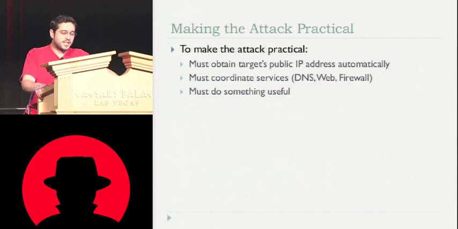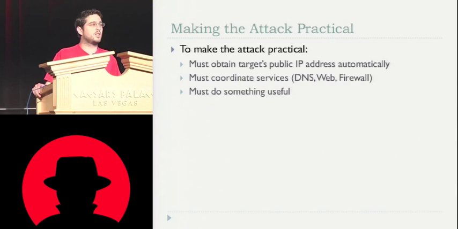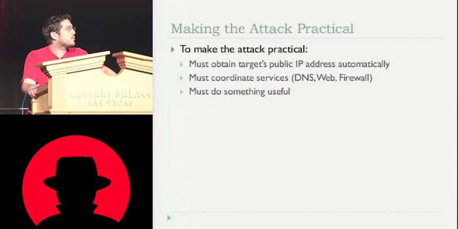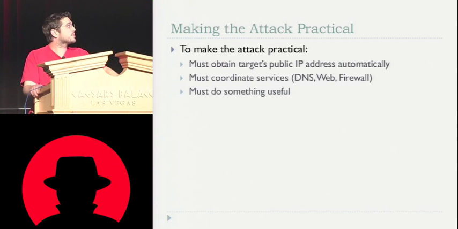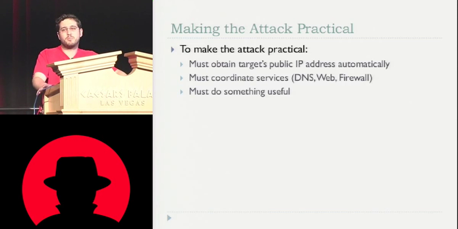So this attack definitely works, but we need to make it practical. You can't just say, oh, my JavaScript can see your router's internal interface. People go, yeah, okay, whatever, I don't care. So we have to make it a really practical drive-by attack, to demonstrate what can be done with this. So we have to get the target's public IP address automatically, because we don't want to have to know that beforehand. We want to be able to get that automatically.